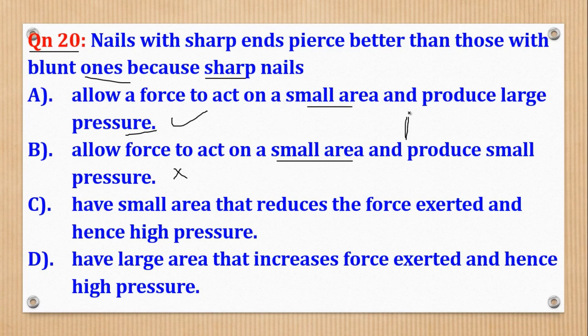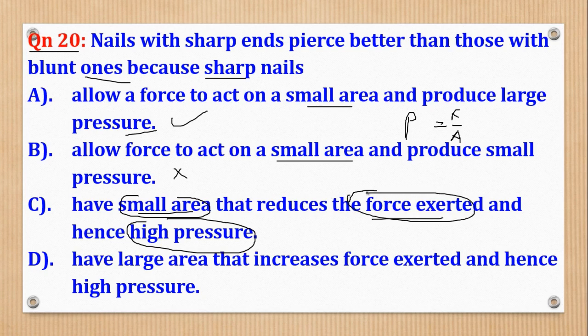Why is it so? It is because pressure is equal to force over area. So when area is small, pressure is big. Have small area that reduces the force exerted and hence high pressure. So it is true that a small area produces high pressure, but the problem is this extra word that a small area reduces the force. That is not okay. So we shall cross this out.